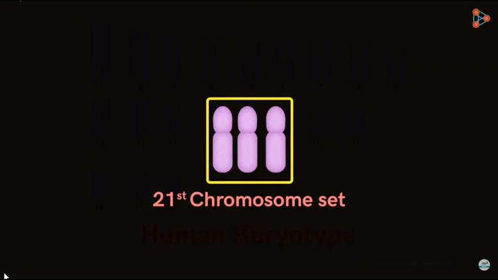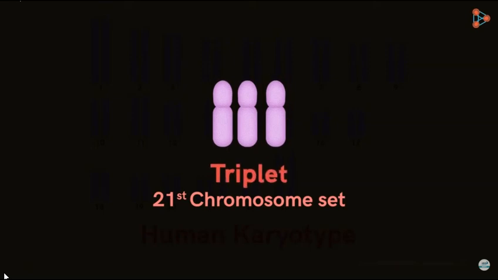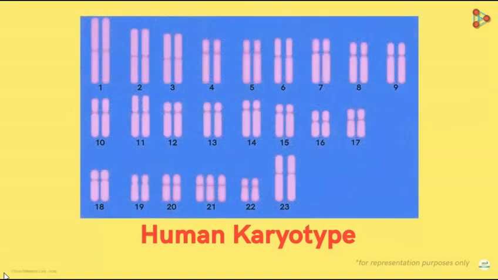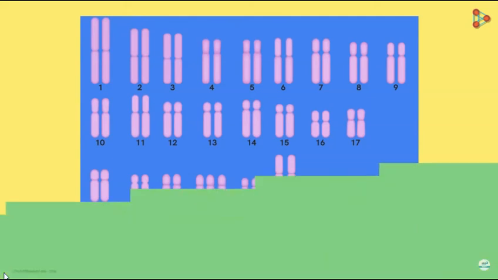Instead of having a normal pair of chromosomes, here we find a triplet. Now you may say that it may be good for the individual as it has an extra chromosome. But that's not the case. Any change in the number of chromosomes creates a lot of defects in the normal functioning of the body. On this note, let's understand chromosomal mutations.